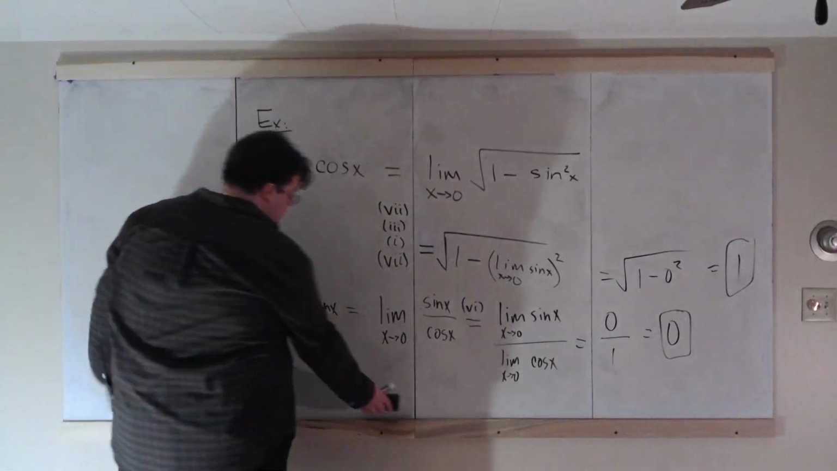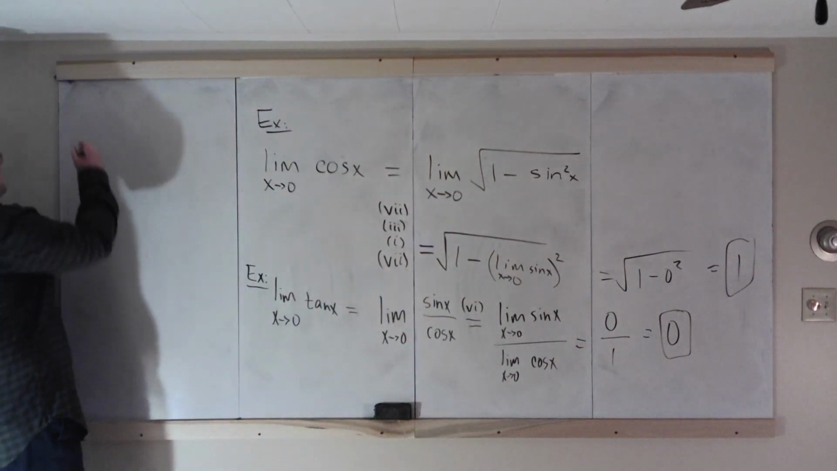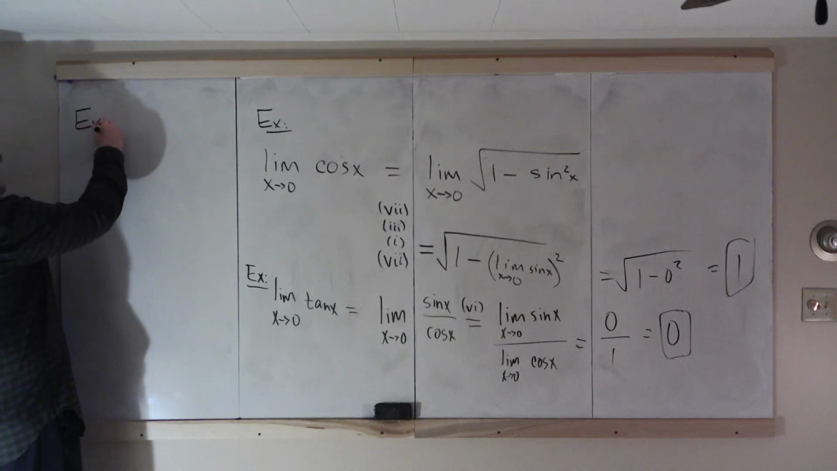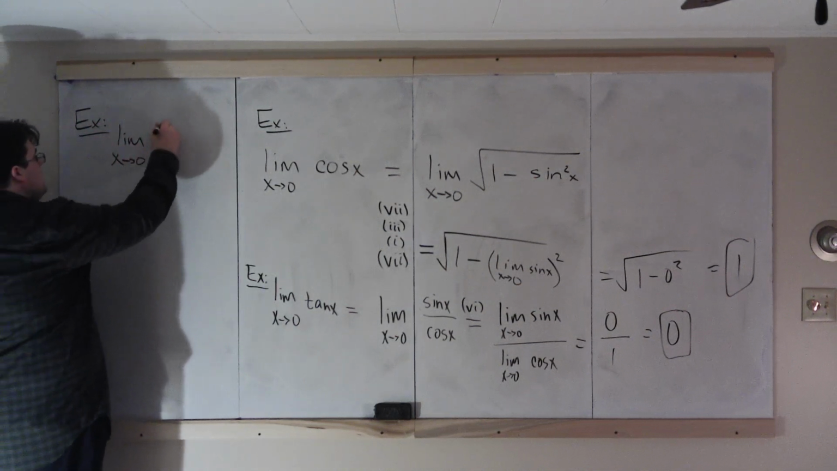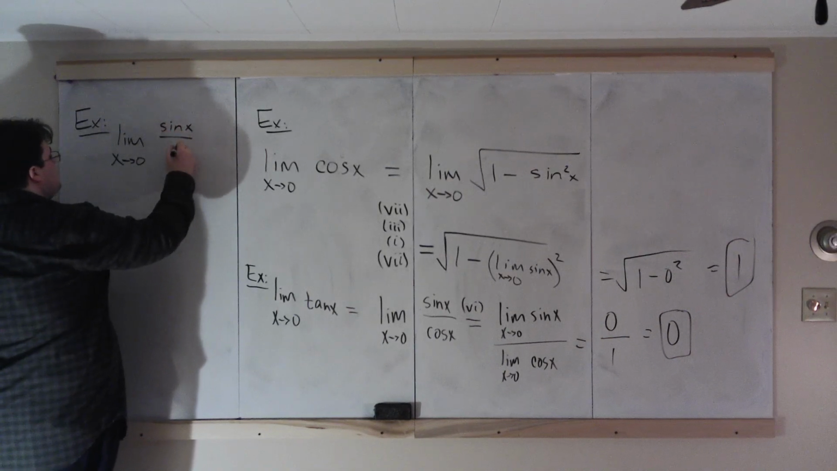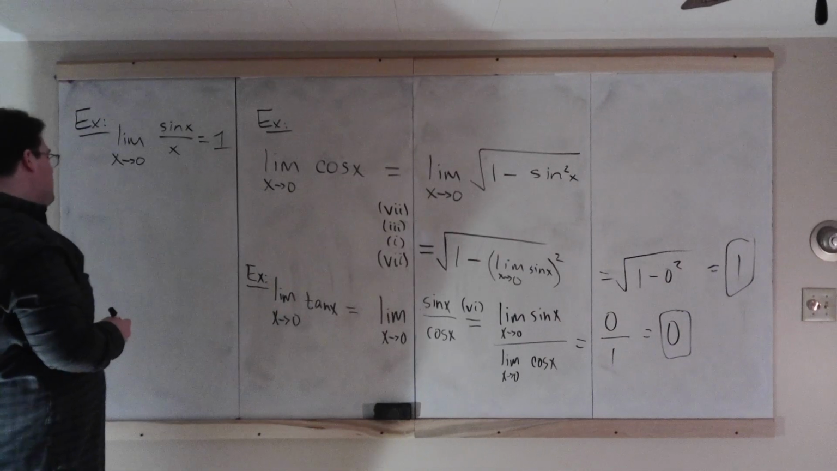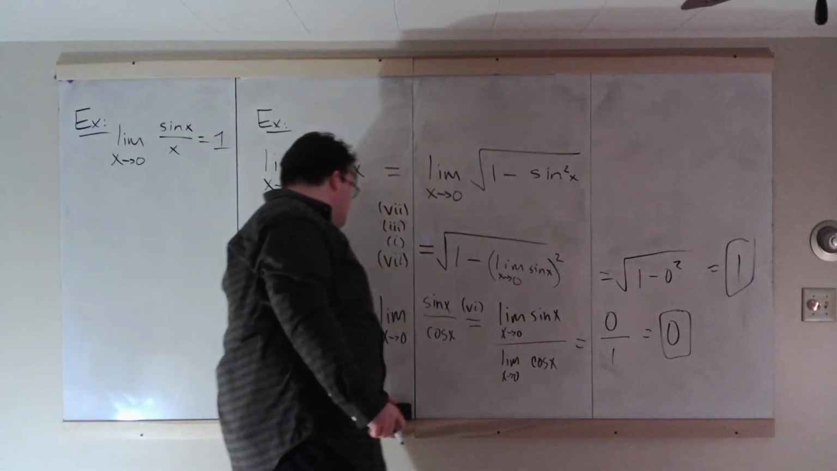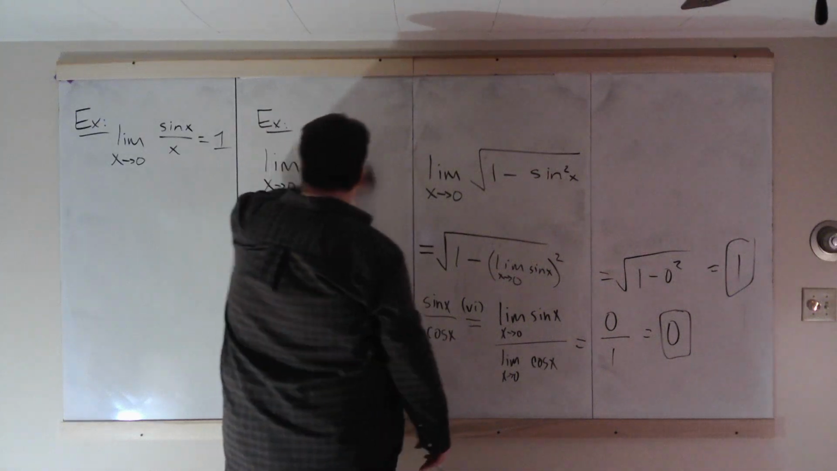So now, let's do one more example using a diagram. We're going to show the limit as x approaches 0 of sine x over x. We're going to show that this limit equals 1. Well, how are we going to do this? Well, I'm going to draw it on the third board, actually.